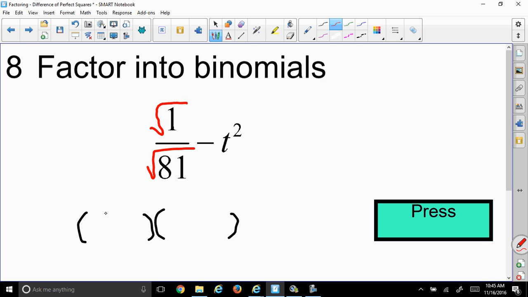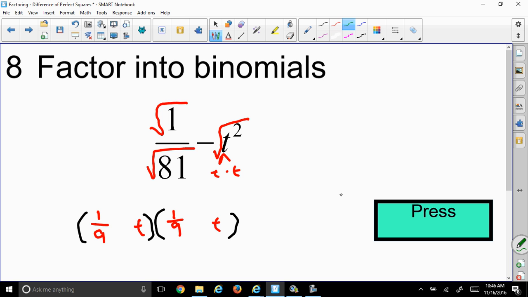Square root of 1 is 1, because 1 times 1 is 1. Square root of 81 is 9, because 9 times 9 is 81. So I'm going to put a 1/9 in both of these because 1 times 1 is 1, 9 times 9 is 81. So now I'm going to take the square root of t squared. So the square root of t squared will be t. And I'm going to put a t here and a t in the other parenthesis.